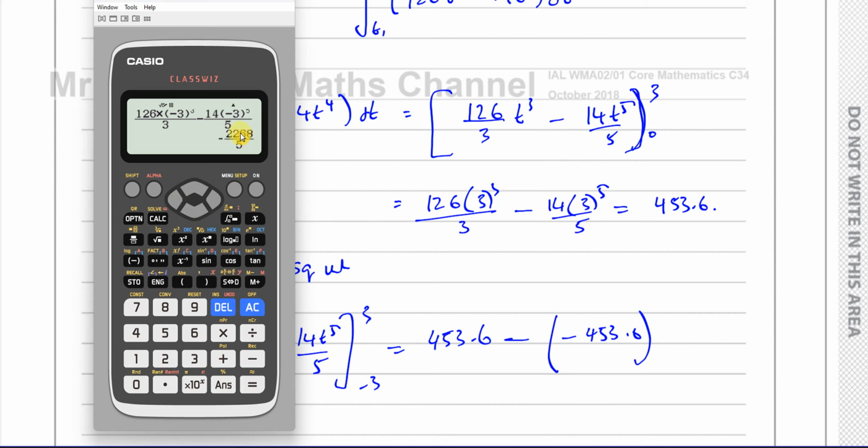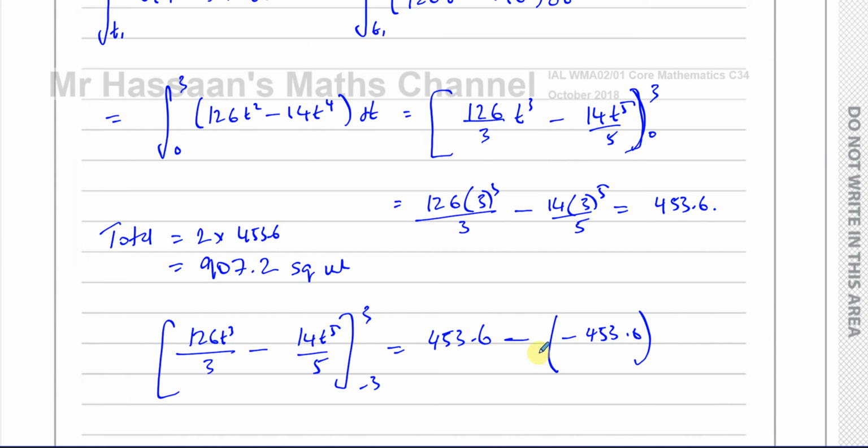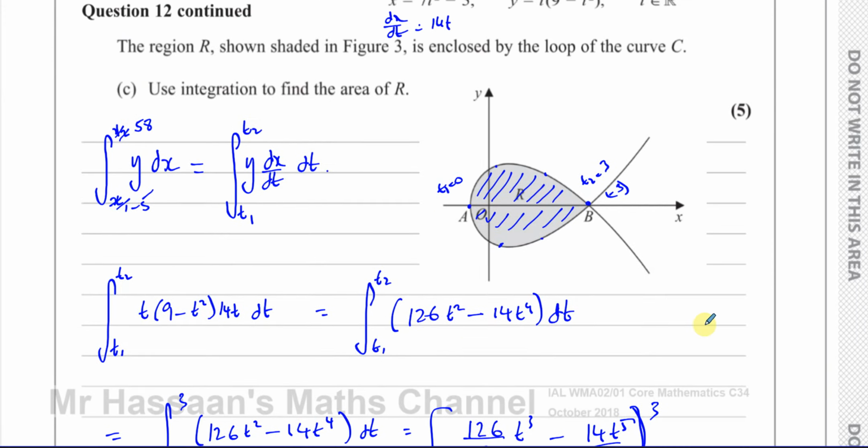So you'll see we're going to get the same thing, which is negative 453.6. Then we have to add these two together, which is like doubling that answer. So it will give us the same answer, 907.2 square units. The reason why we can use this method here as well is because we're finding the area and we're thinking in terms of t now.